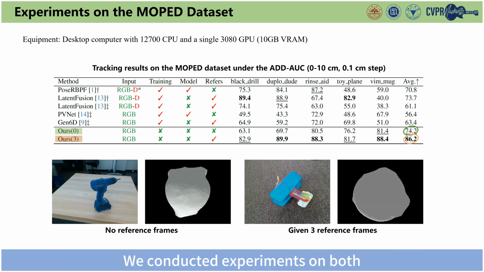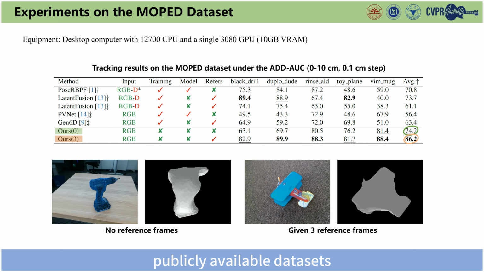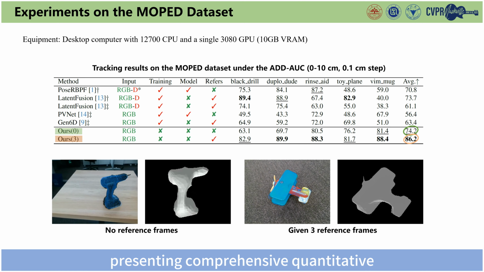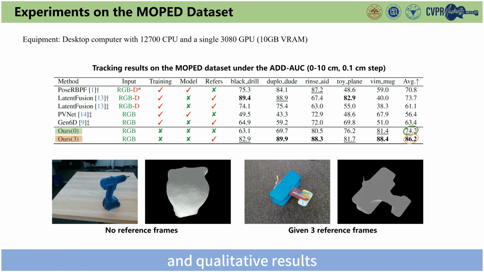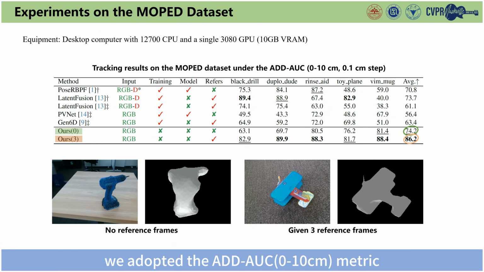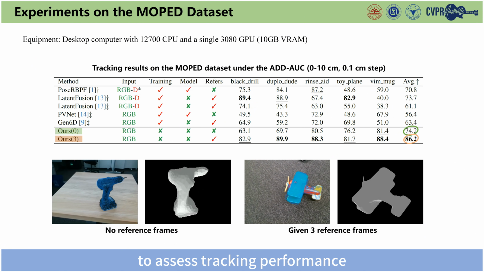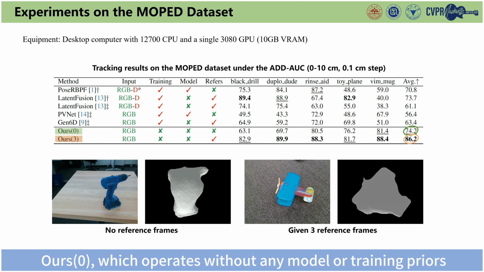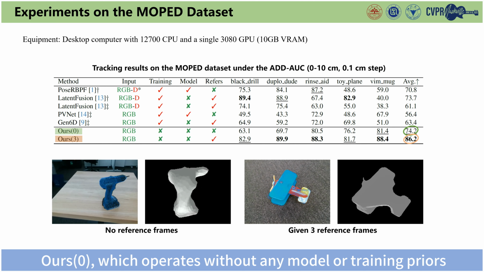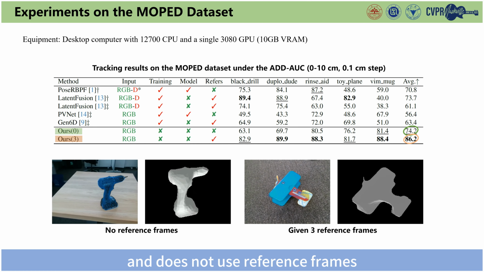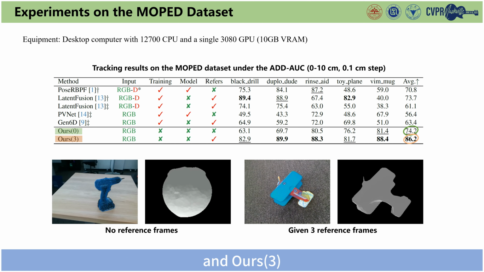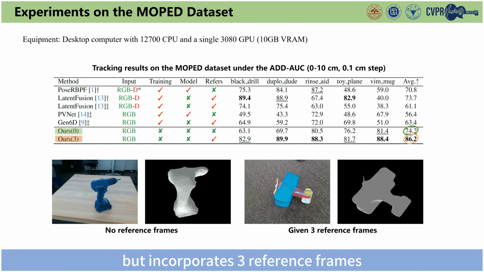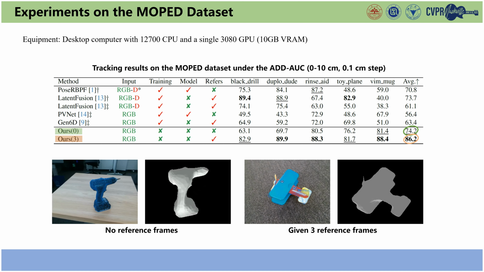We conducted experiments on both publicly available datasets and real-world scenarios, presenting comprehensive quantitative and qualitative results. On the MOPED dataset, we adopted the ADD-0.1d metric to assess tracking performance. We tested two versions of our method: R0, which operates without any model or training priors and does not use reference frames, and R3, which also requires no model or training priors but incorporates 3 reference frames.